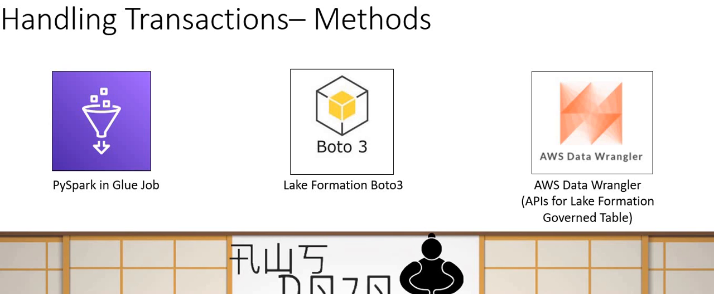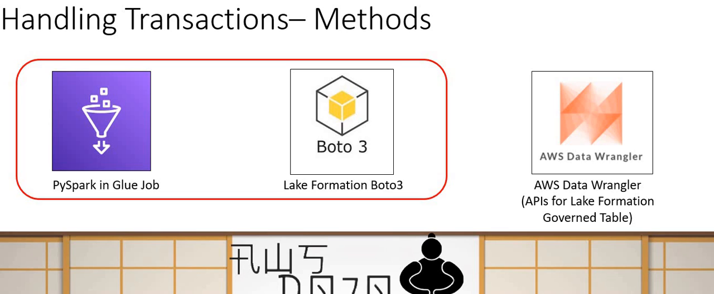Now, AWS Data Wrangler, if you search about that, is very well documented with a lot of examples, so I'm not going to cover that today. Primarily, I am going to cover two methods today. One is using Lake Formation Boto 3 to handle the transaction, and second is using PySpark in a Glue job to handle the transactions. So let's move on.